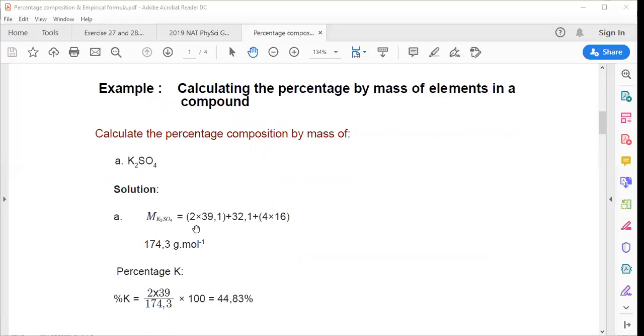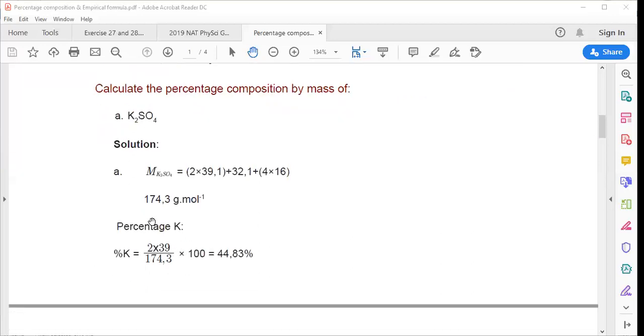You go to your periodic table and check the molar mass for potassium. You find it's 39. Other sources round it off to 1 decimal place, so you get 39.1. How many are there in the formula? There are 2, so you multiply by 2. Plus sulfur is 32.1. Plus oxygen, 16. But how many are there? 4. 16 times 4. You add that, and you get 174.3 grams per mole. Are you following? That's our molar mass.